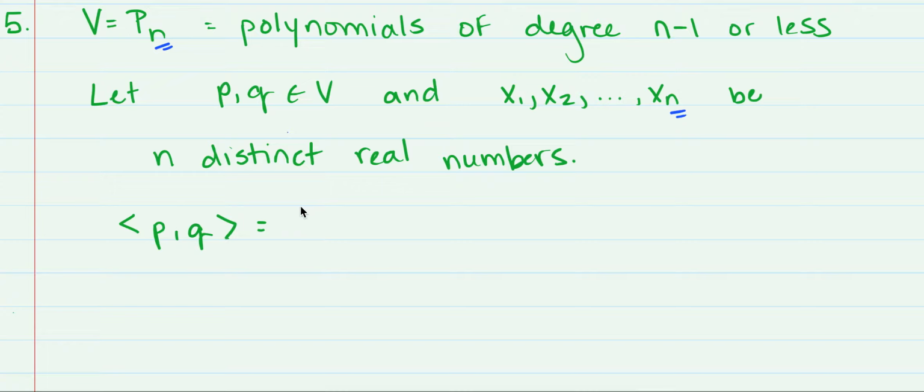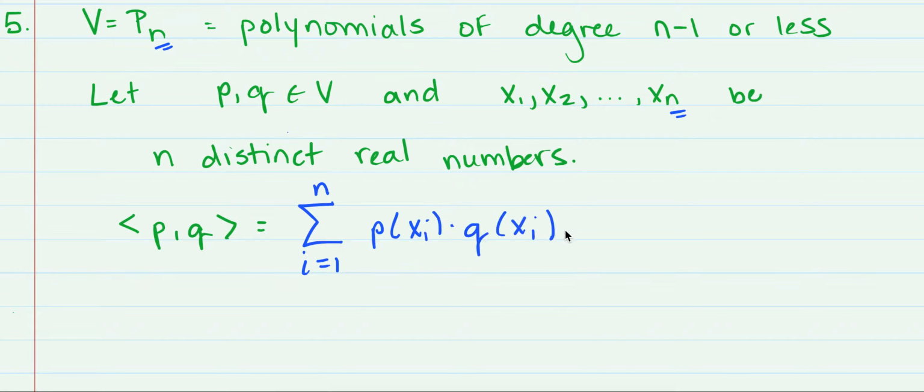And how we're going to define this inner product is we're going to say it's the sum, i equal to 1 to n, of p of xi times q of xi. I claim that this is an inner product on this vector space V. So let's just make sure we understand what this means.